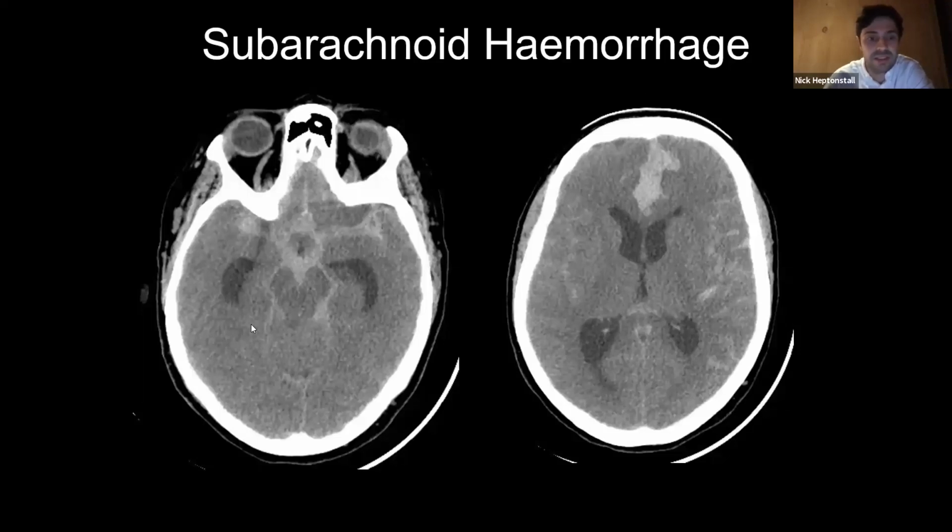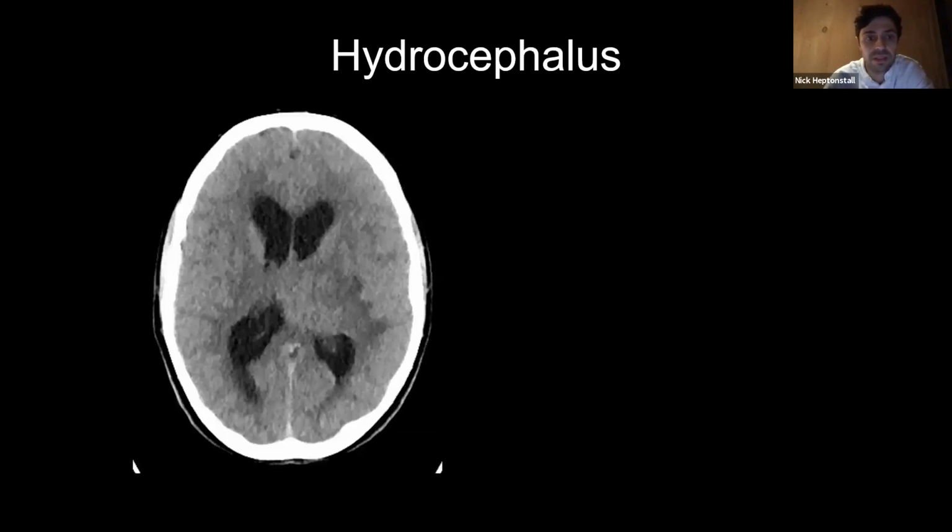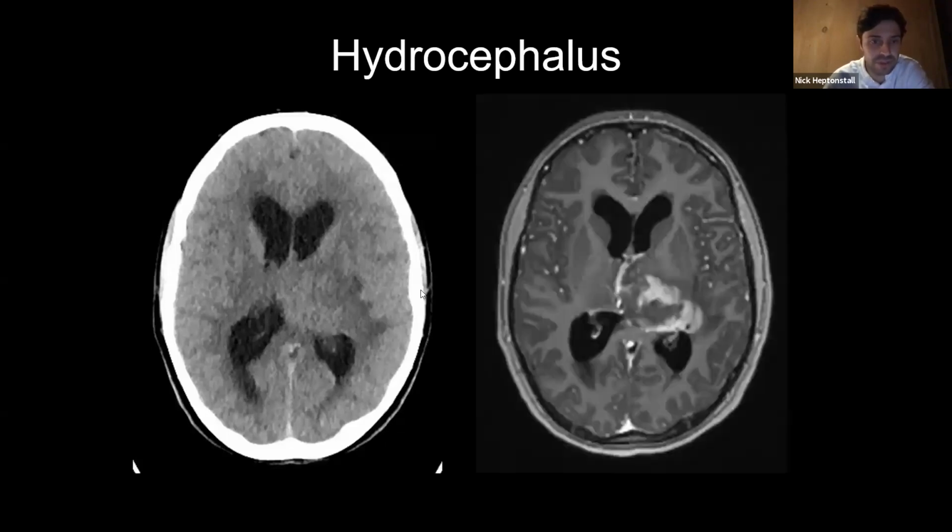So in this case, there are features of early hydrocephalus. The ventricles are slightly enlarged. Typically, we would look for the temporal horns of the ventricle enlargement. So this is another example of hydrocephalus, a much more profound enlargement of the ventricles. You can see they're a lot larger than the CT scans that we've seen previously. And then this is another example of hydrocephalus, but this is caused by a tumor.